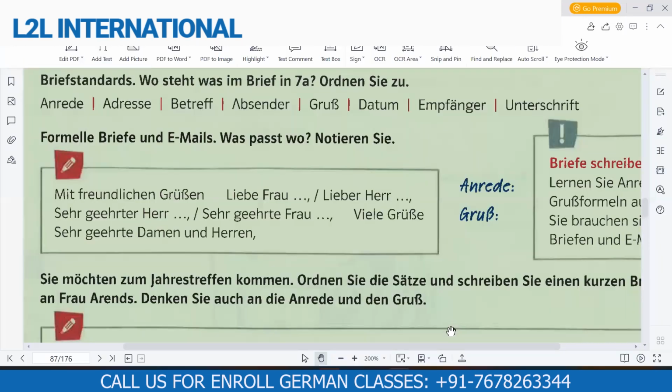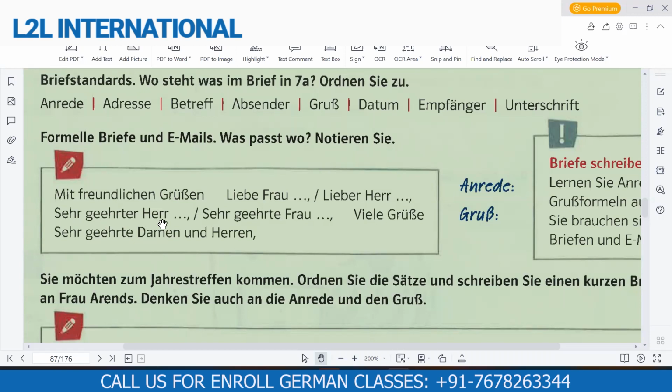Then we have sehr geehrte Damen und Herren. This is very, very, very formal. And when does this come? For example, if you know the name of whom you are sending to, if you are sending to a ma'am, then you would write sehr geehrte Frau and then her last name. Because in formal, you always use the last name. You cannot call someone by their first name. If you are writing to me, you would write sehr geehrte Frau Paul. If you know that it is a male, then sehr geehrter Herr and then you would be adding the title.